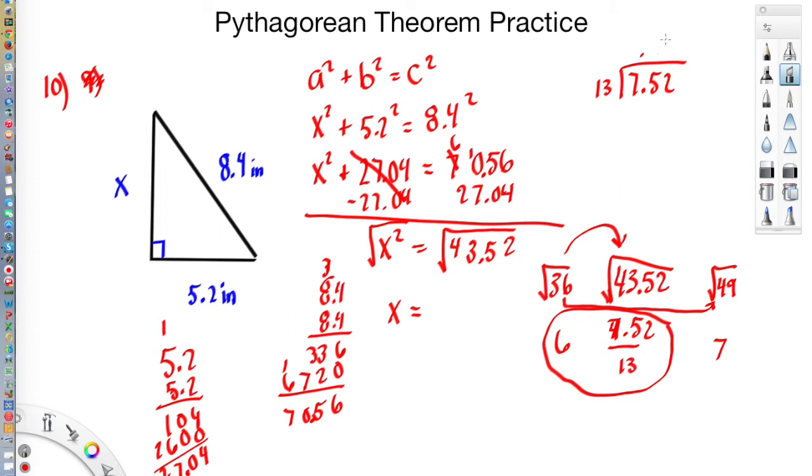13 will go into 75. I'm going to say 5. Let me see. Yeah, 5 times 6 would be too much. So 5 times 3 is 15. Carry the 1. 5 times 1 is 5, plus the 1 is 6. Okay, and I get a remainder of 10.